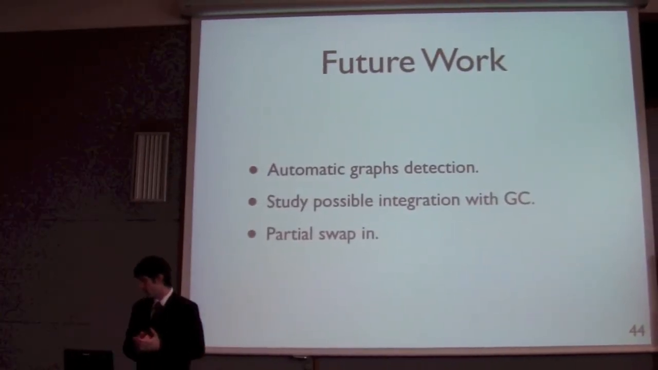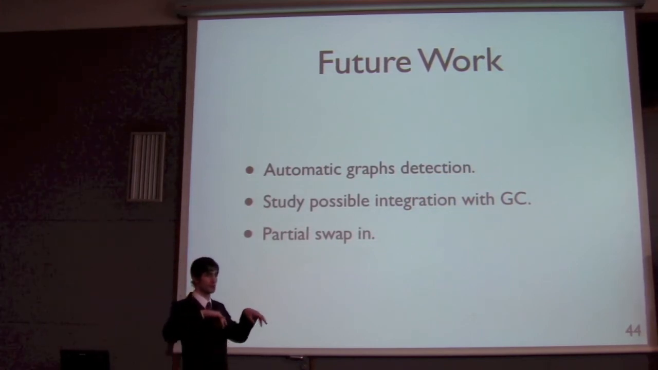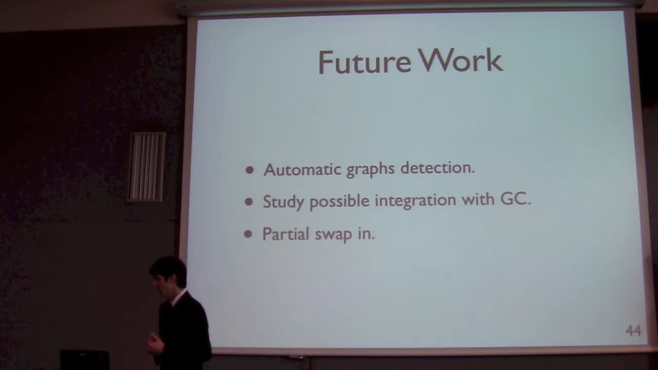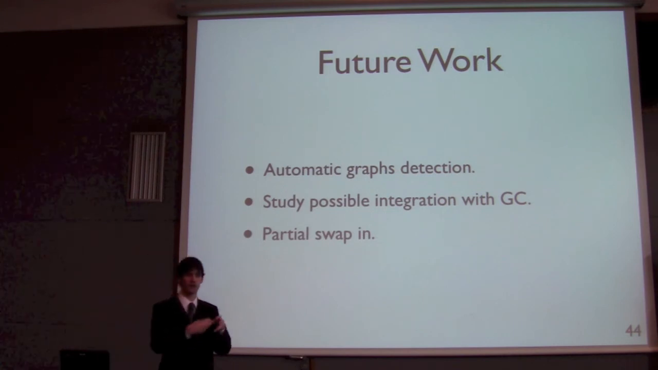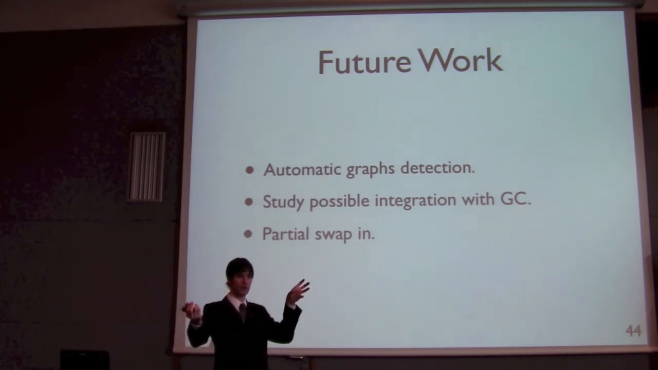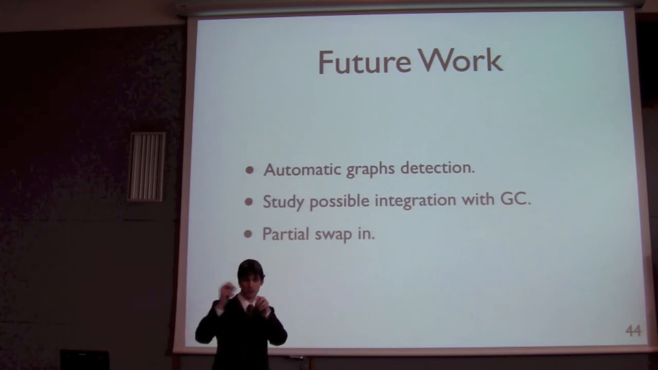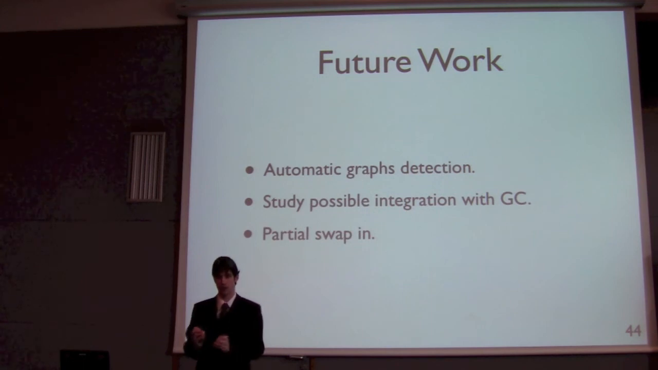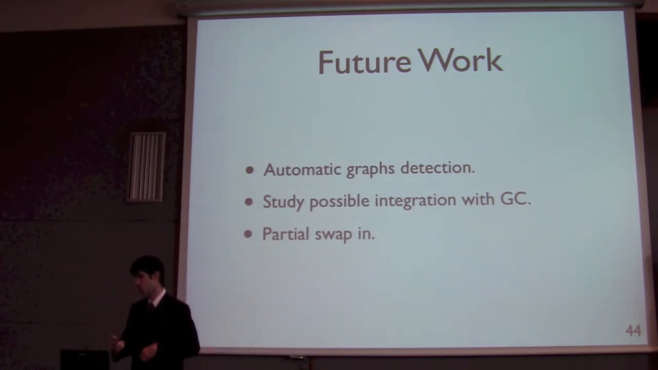Then I plan to study a possible integration with the GC, because for example we may take advantage of the same traversal of the GC to flag or unflag things of Marea. Then we want to analyze partial swap in, which means that when a graph is needed, instead of swapping in the whole graph, we swap in the transitive subgraph of the object that the proxy will become. So we bring back only the subpart that is needed. This has a lot of advantages, but disadvantages also, so we are still analyzing that.